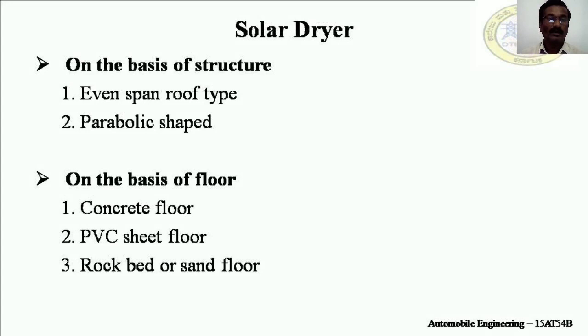The next classification is based on structure, how the structure is constructed. The first one is the even span roof type. The second one is the parabolic shape. Parabolic means a round shape, a half round shape.